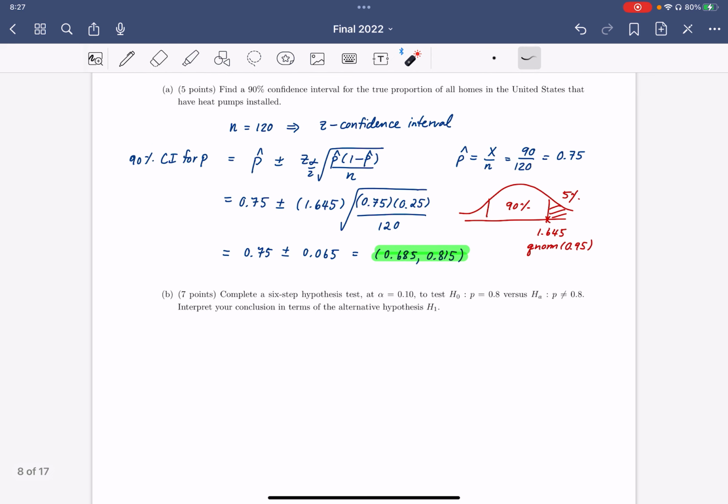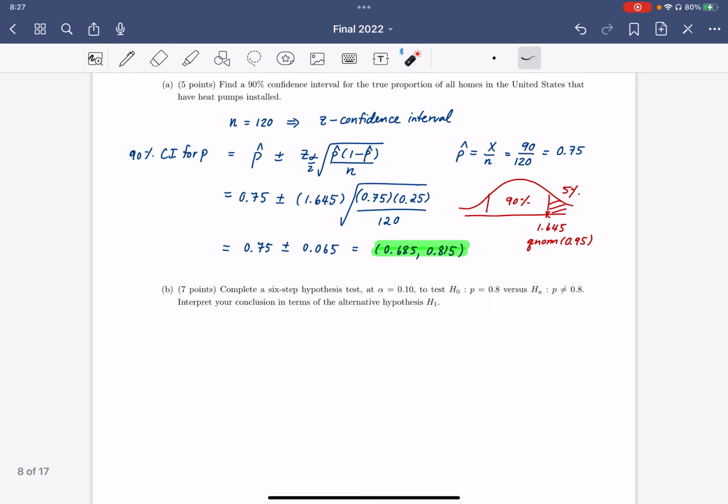All right, so next one, part B. This one we're going to do a 6-step hypothesis test at alpha equal to 0.1. So test P equal to 0.8 versus P not equal to 0.8. You have to use the Z test, because for the hypothesis test the sample size is big, so you use the Z test with the confidence interval approach. If the sample size is small, you can use the binomial test. If you use the binomial test, we compute the p-value by looking up the R command for the binomial test as we learned in class. But this one, the sample size is big, so you use the Z test.